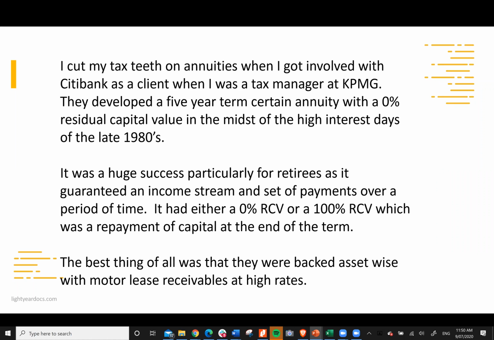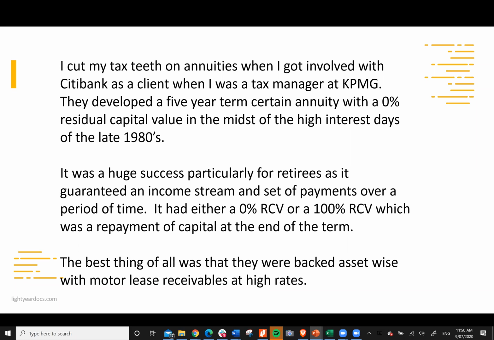A residual capital value is obviously a final payment. So, for example, if you had $100,000 over 5 years, you would get potentially $25,000 each year with a 0%. Or alternatively, if it was 100% residual capital value, you'd get 5 payments of, let's say, $5,000, with the final balloon payment being the return of your capital being the $100,000. So it's a bit like a term deposit, but it was offered by a life insurance company.